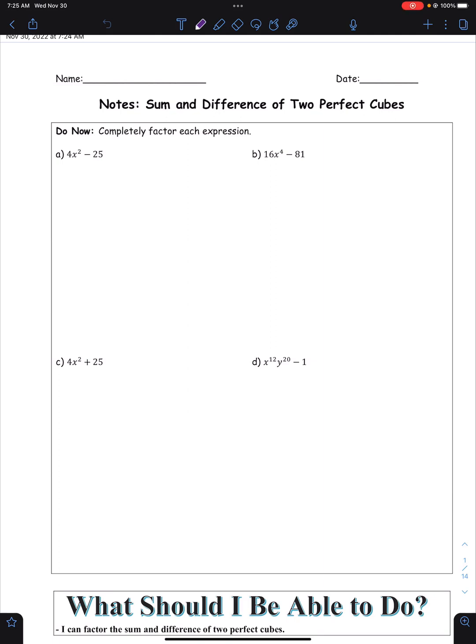So today we're doing sum and difference of two perfect cubes in this case. What I want you guys to do is just do A, B, C, and D. Pause the video and play it once you're done, and I'll show you the answers.